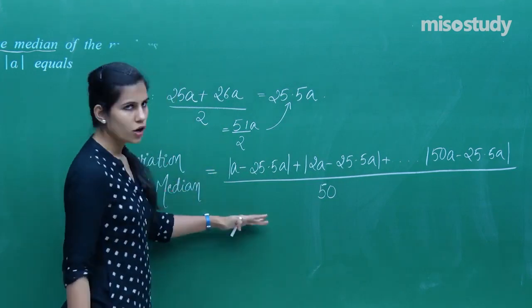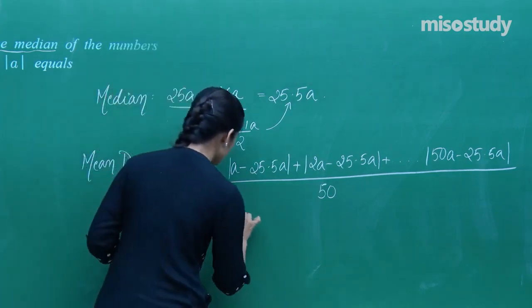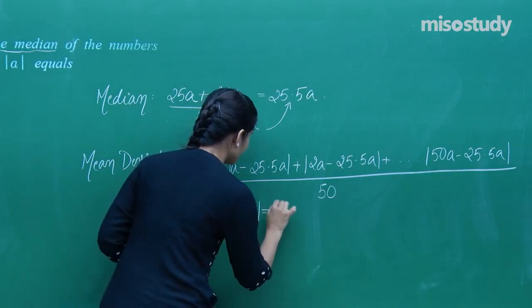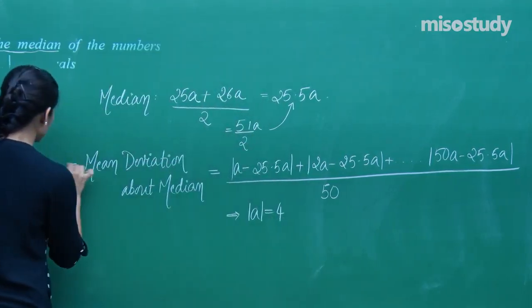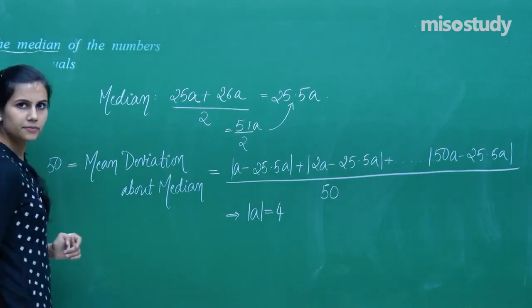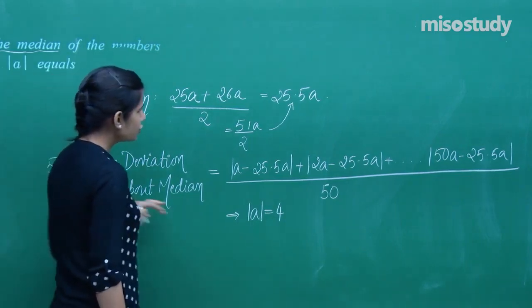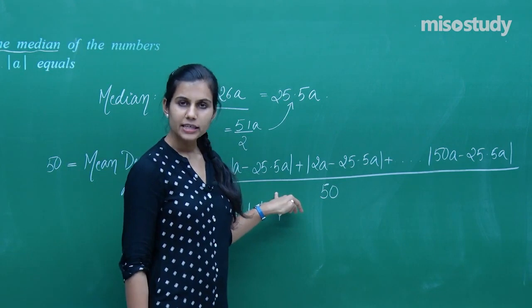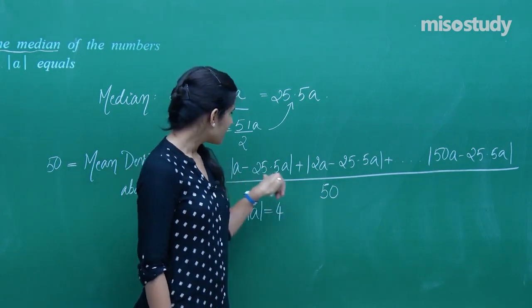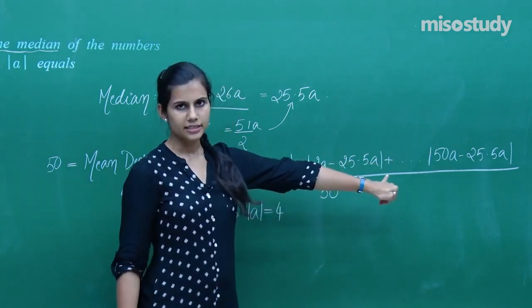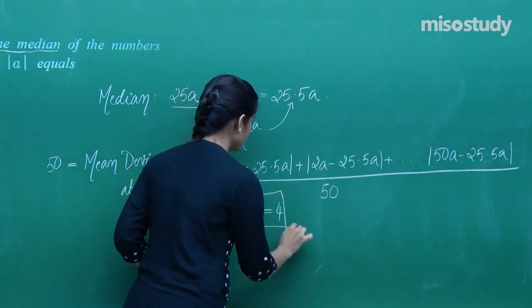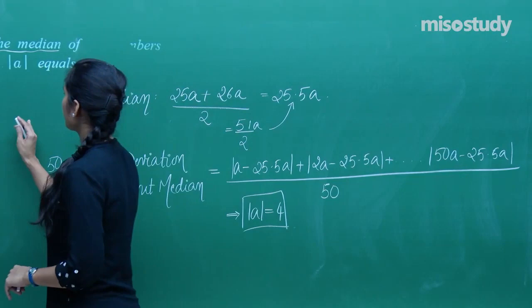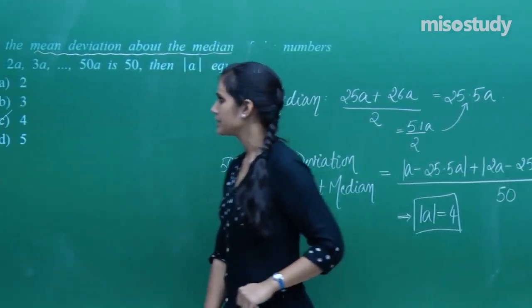When you are going to resolve this, you are going to get mod A equals 4, because it is given to you that this mean deviation about median is 50. Because this is given to you, the formula of mean deviation about median you already know, it is this. You can very easily resolve this, it is a linear expression in A. You can resolve this and you get mod A is 4, and therefore the answer is option number C.